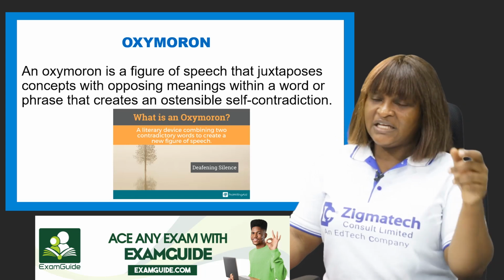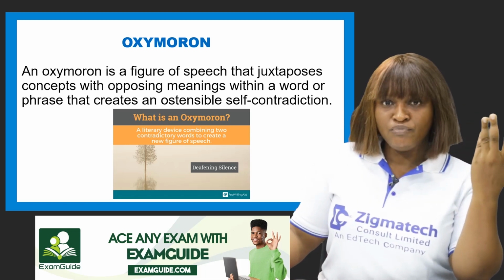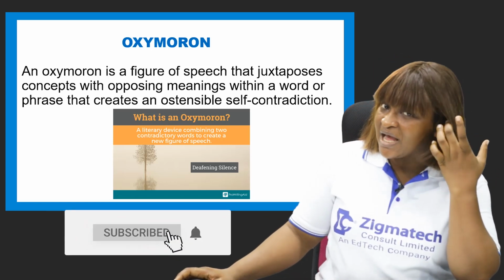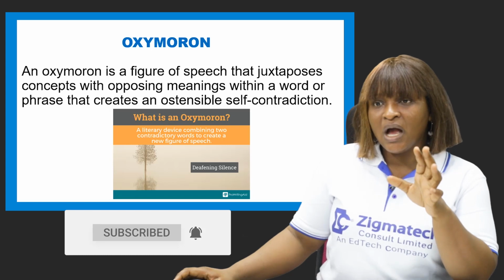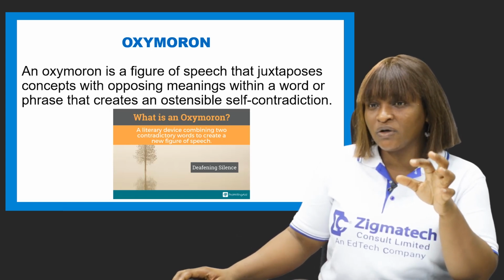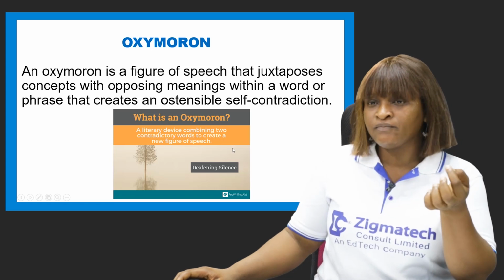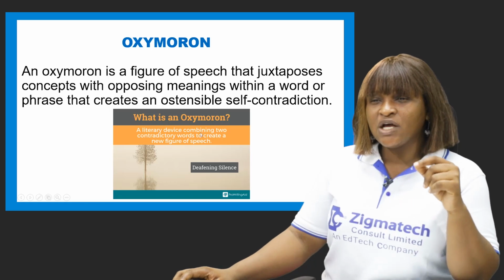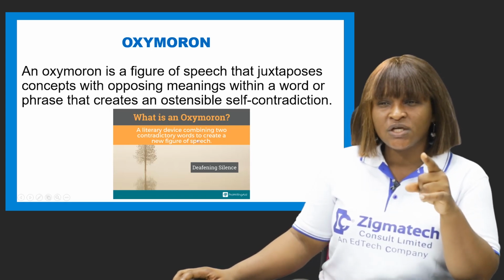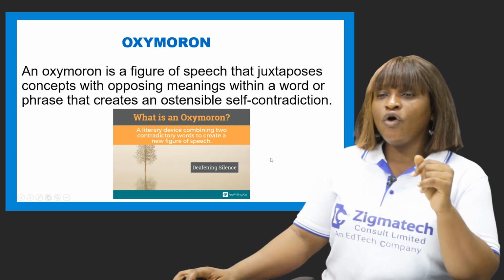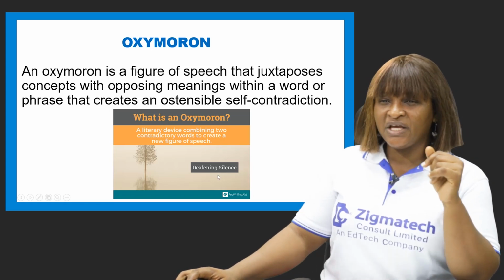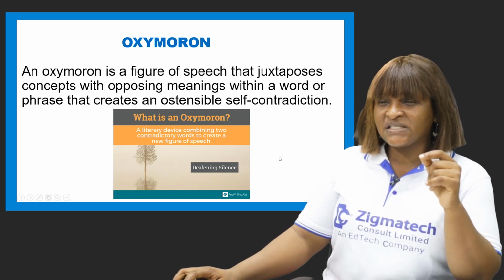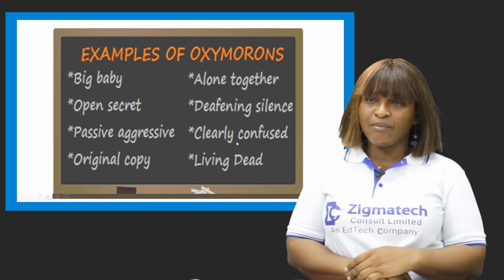Remember I told us that figures of speech beautify works. When you're writing and you adopt figures of speech, trust me, the examiner will definitely love your work and would give you a good score because it earns you marks when it comes to expression. All right, so here it says an oxymoron is a literary device combining 2 contradicting words to create a new figure of speech. Look at the example we have here, deafening silence. Now these are some examples.